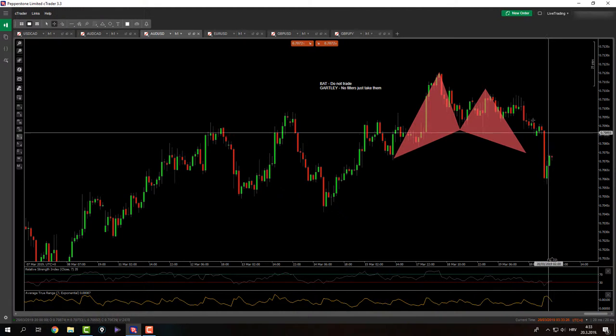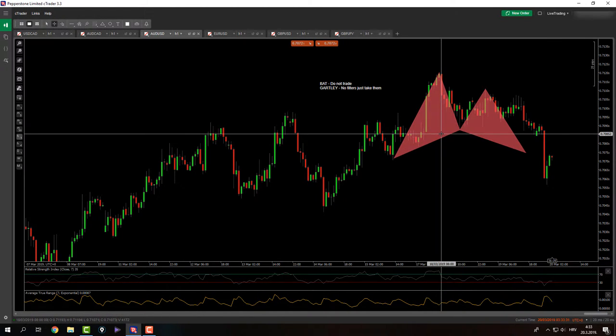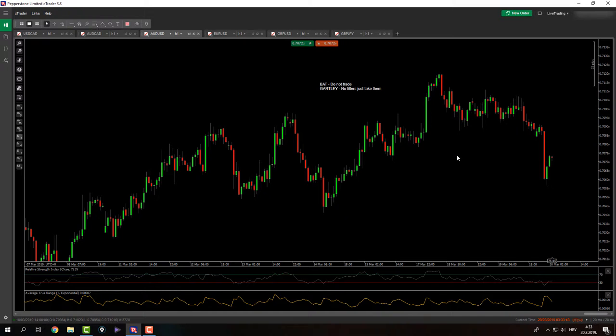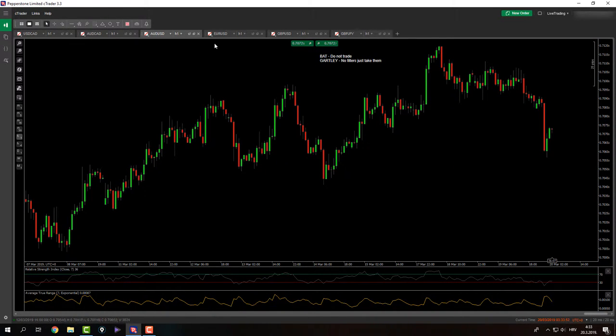So somebody who took this in the Asia session is probably down a dozen pips, but yeah, it is what it is. As you can see, it didn't work out. This Gartley didn't work out. It doesn't matter. We just gotta move forward to the next one. So I'm deleting this one, and let's see what do we have now. Nothing. So far, I'm just moving ahead.